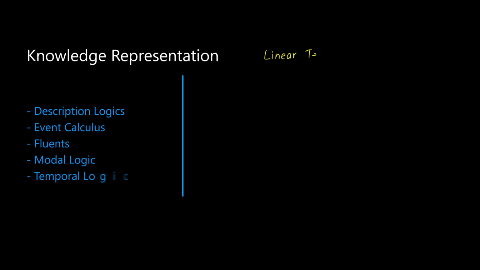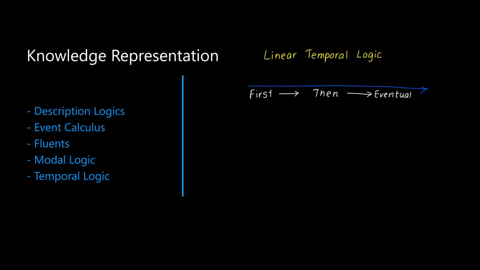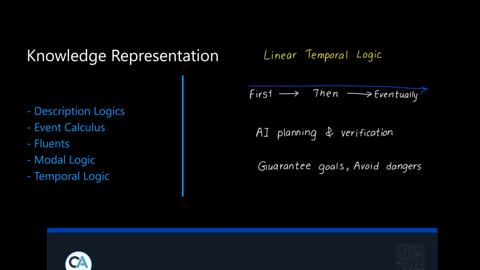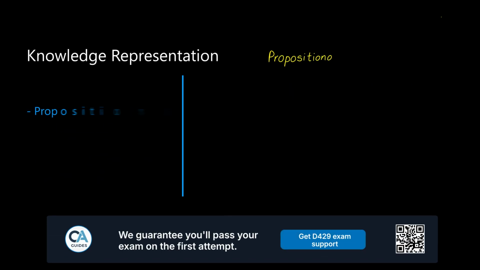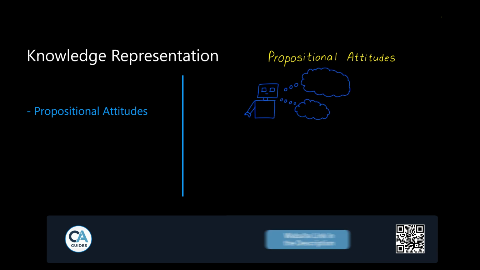Linear temporal logic reasons about sequences over time. First this happens, then that happens. Eventually something else happens. It's used heavily in AI planning and verification. When you need to guarantee that a system will eventually reach a goal or never enter a dangerous state, temporal logic is the tool. Propositional attitudes describe how agents relate to mental objects like beliefs and desires.